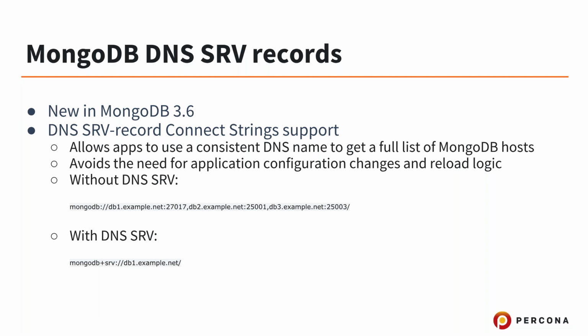In 3.6, a new feature was added that uses DNS SRV records, and I thought this would be nice to talk to developers about, because this means that your application can use protocol mongodb+srv, which is at the very bottom example, and a single DNS name to get the entire list of hosts from your DNS servers. And that might sound like a small thing, but in practice on very large systems, I've worked on systems where we have 20 app servers.